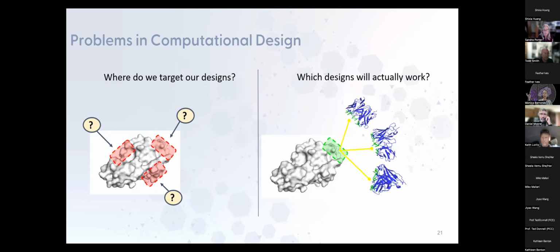Then when we talk about computational design, there are two main questions that we have to address. One is, where on the antigen do you want to bind? And the other is, which of the designs work? So what we do is represent these in two different ways, one with epitope mapping, and the other with antibody selection.